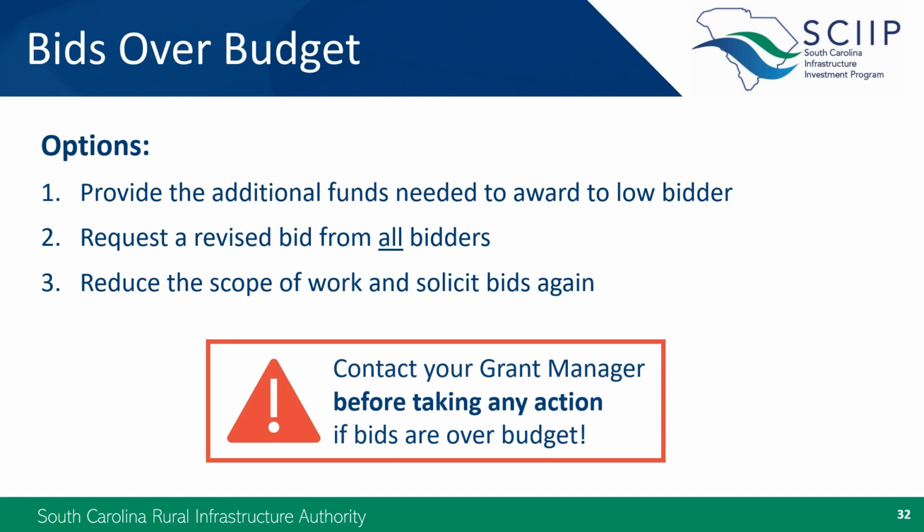The third option is to reevaluate your scope of work to reduce project costs and solicit bids again. If costs are significantly over budget, this is the best option. No matter which way you're leaning, please contact your grant manager as soon as possible, and certainly before taking any action if bids are over budget.